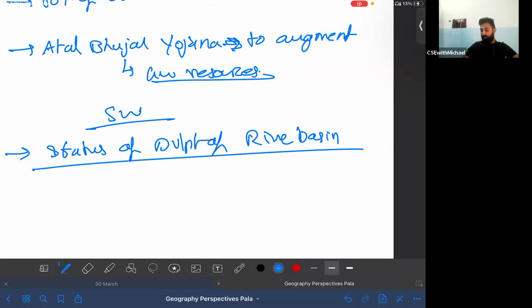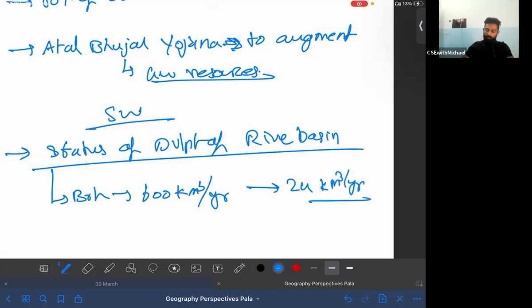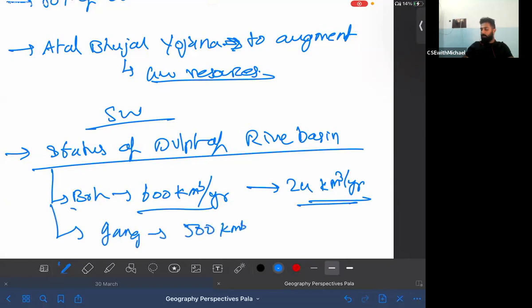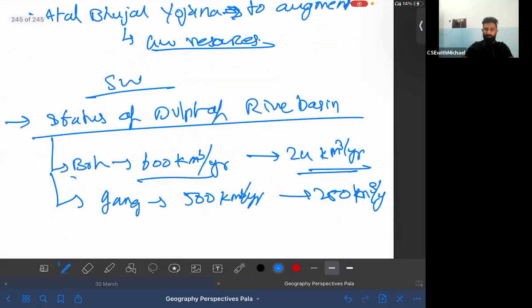Now, if you look at the status of surface water development in India, some of the most important rivers, maybe Brahmaputra. If you look at Brahmaputra, it has about 600 cubic kilometers per year availability of water, but it is utilizable only to about 24 cubic kilometers per year. So very limited utilizable, high potential but limited utility. Similarly, if you look at Ganga, about 500 cubic kilometers of water available per year, but only about 250, half of it, is utilizable. Okay.